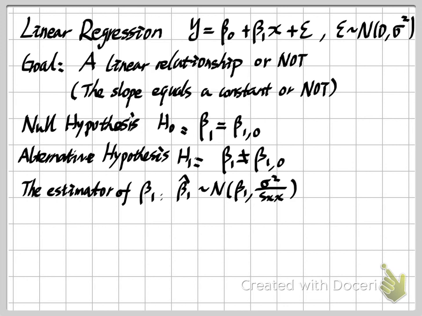It also follows a normal distribution. When we originally talked about the error term, we said the error term follows a normal distribution with mean 0 and variance sigma square. For the estimator of beta 1, it also follows a normal distribution, but now the mean is the true value of beta 1, and the variance is sigma square divided by S sub XX.